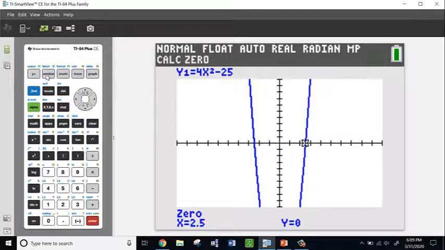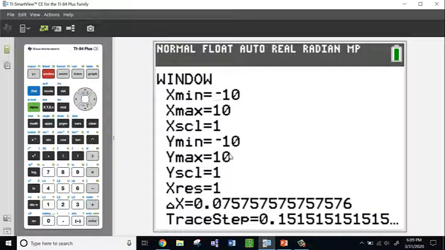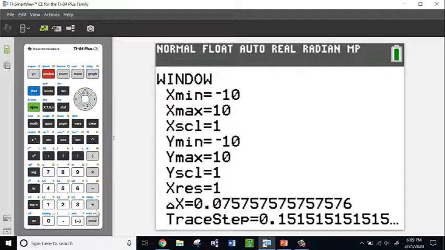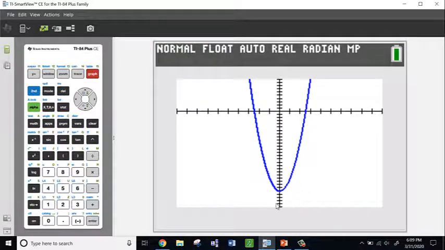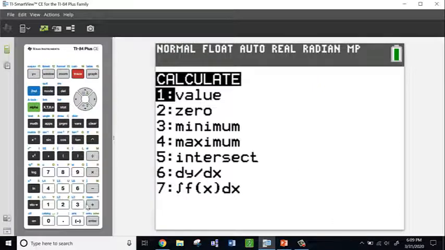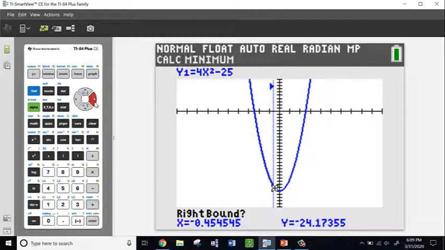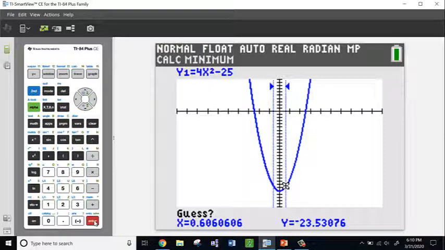So I'm going to have to change my window. So I need to see more on the low end, and that means my y min needs to be changed. So I'm going to go down to the y min, and let's say I say negative 30, and hit graph. Now I can see that min, so I'm going to hit second, trace, min, a little bit to the left, hit enter, a little bit to the right, hit enter, and then I don't want to guess, I'm going to hit enter.